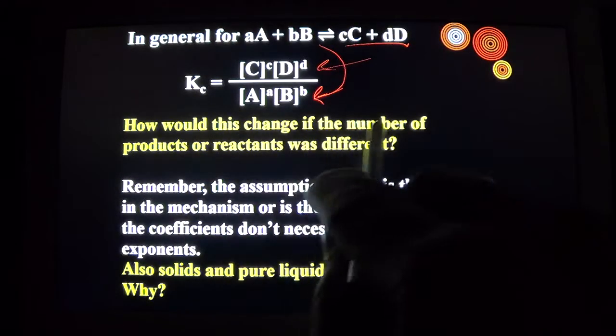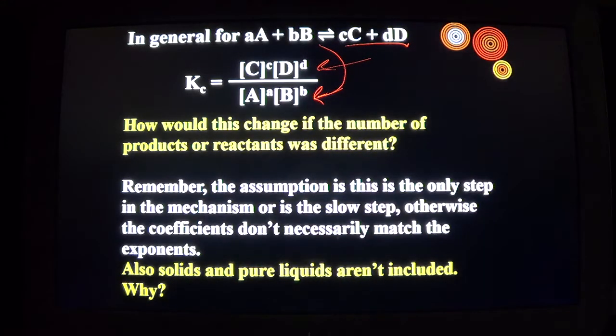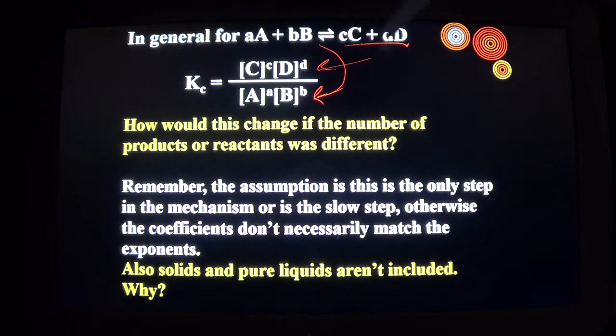Now, how would this change if the number of products or reactants was different? I need to point this out because otherwise students, for some reason, infer something that is not there. This is a very pretty looking form of the equilibrium constant expression where we had two reactants and two products. It is not at all a thing that you have to have two of each. You can have, of course, any number of products and reactants, a number of 1 or greater.